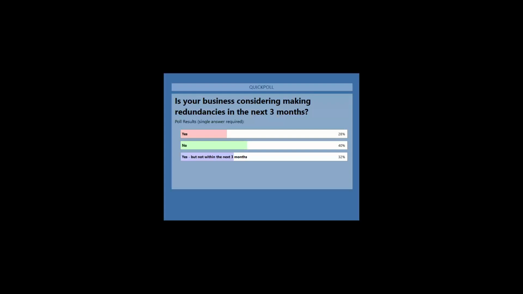Hopefully you can see the results on the screen. So 28% of you are considering making redundancies in the next 3 months, and that doesn't come as a surprise at all, given the economic climate that we're operating in at the moment. 40% of you are saying no, and 32% of you are considering it, but not immediately within the next 3 months. But I suspect, with the economic climate and the challenges that employers are facing, that doesn't come as a surprise either. I don't know if you've got anything you want to contribute, Abby, from your experiences on the consultancy side, if you're seeing more redundancies happening or being planned for.